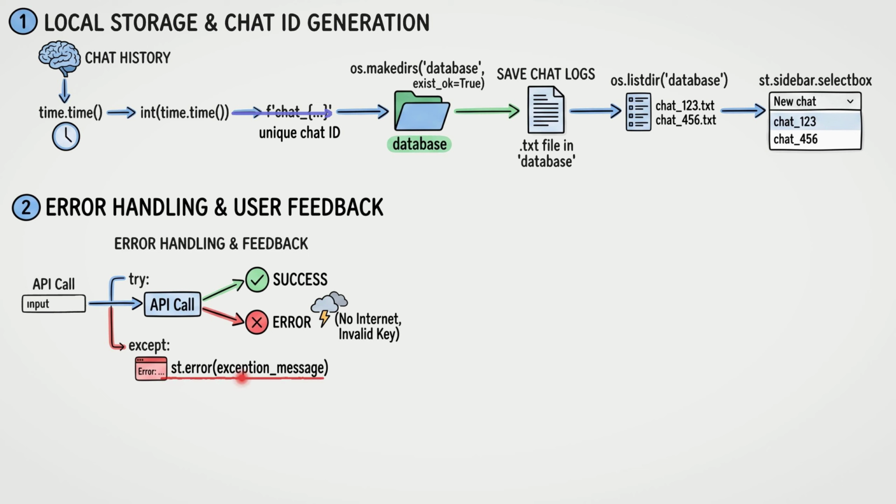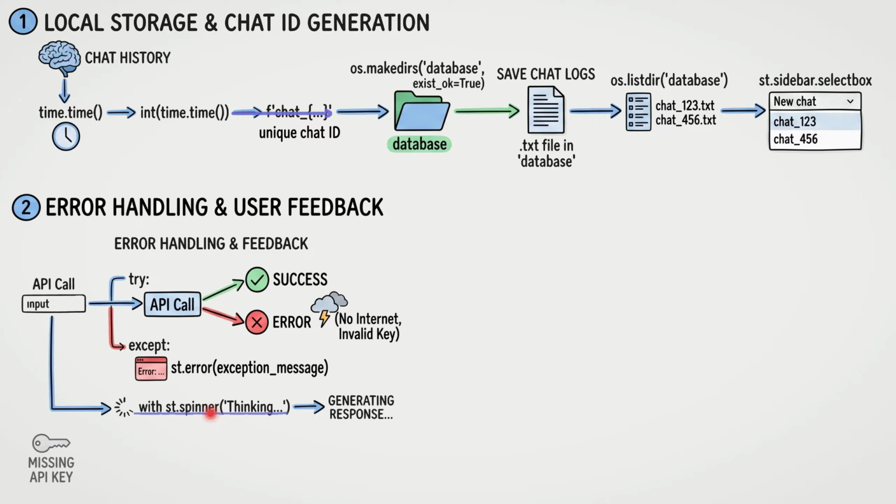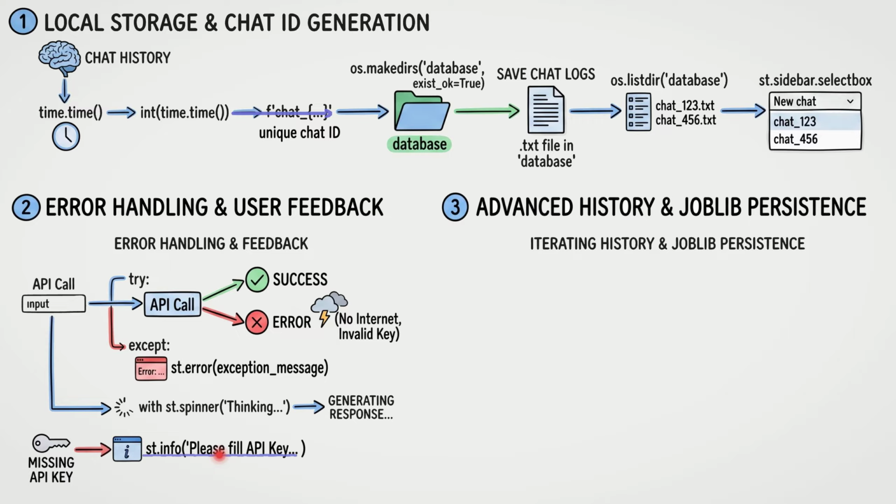Streamlit's error function. We also want to make sure the user knows the app is actually working while waiting for the AI. So we use a spinner to show the system is thinking. And if they forgot their key altogether, we provide a gentle reminder to fill in the API key before they start typing. Finally, over in the third section, let's look at how we handle advanced history management.